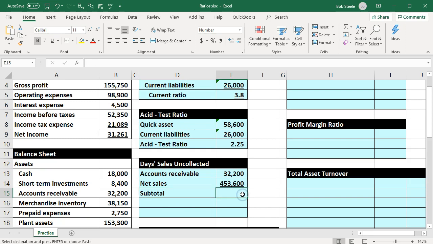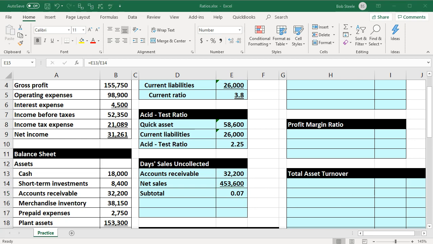So this is going to be our subtotal, which will be equal to the 32,200 divided by the 453,600, and that's going to give us our 0.07. So note what we're doing here. We're saying this is how much people owe us at this point in time. And then we're going to divide that by the net sales over the period, in this case, the year. And that's going to give us this ratio, this average of comparing how much people typically owe us compared to the overall sales for a period.